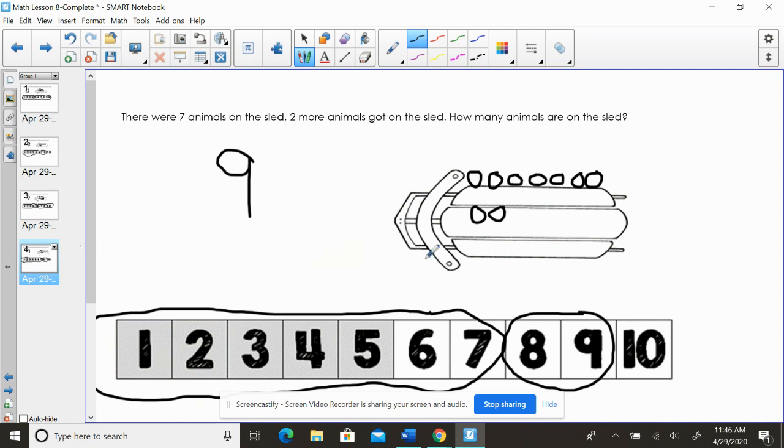Make sure you show your work with either the sled or the number path so we can see how you're using your strategy to solve your answer. If you want to choose both strategies, go for it. You are more than welcome to do both, but remember to at least do one.